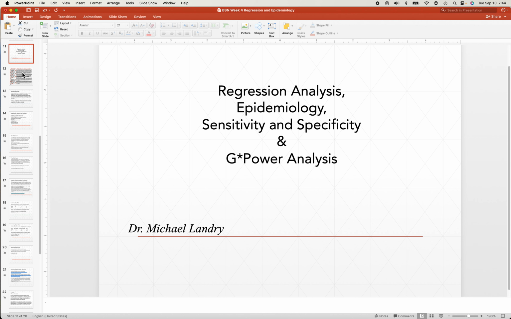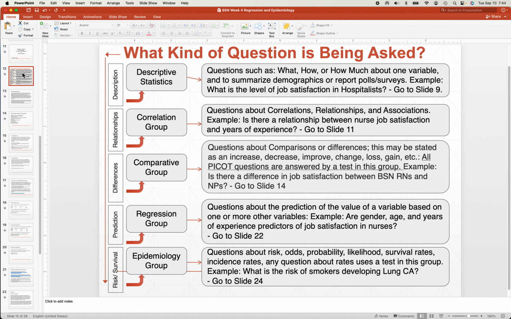So again, I always start with the question being asked to determine which test I would use. I group all quantitative statistical tests into one of 5 different categories. The first is descriptive statistics. This is when we ask a question about one variable that's sort of a how much type question, such as what is the level of job satisfaction in hospitalists.